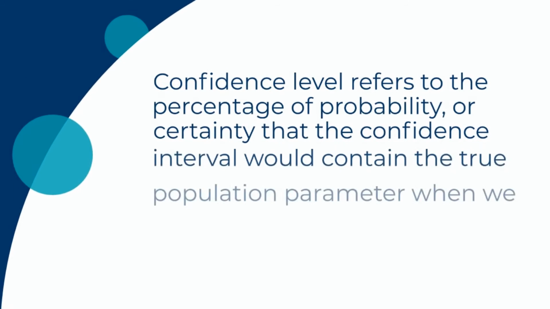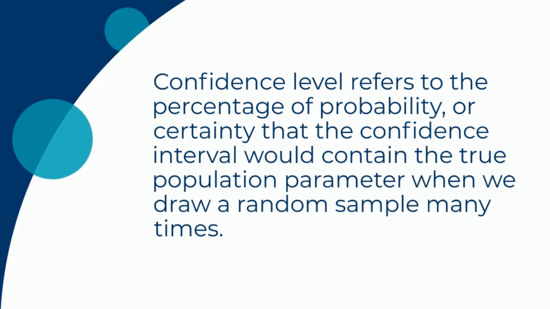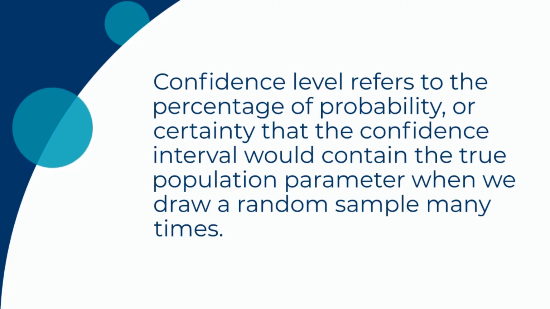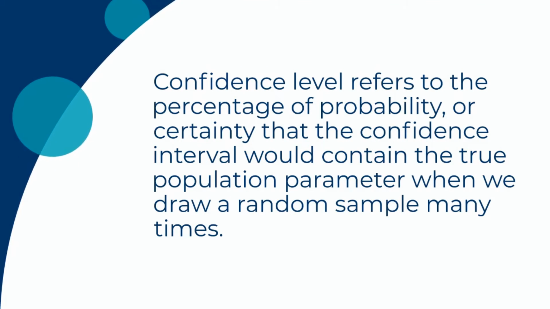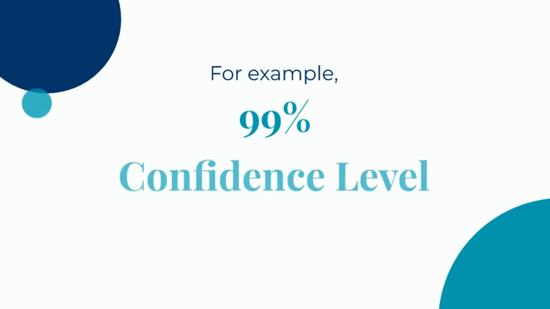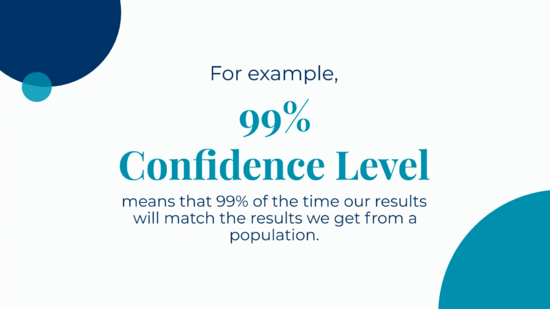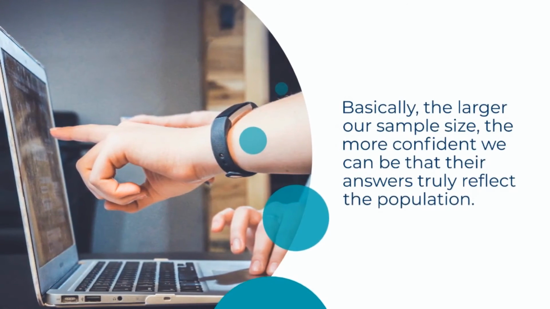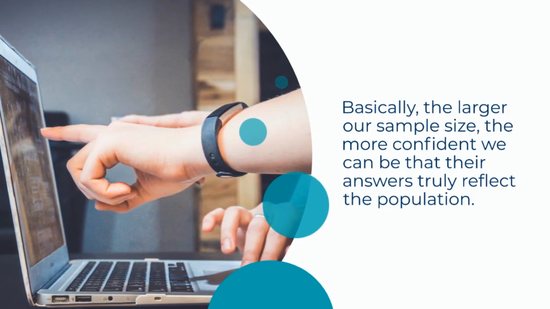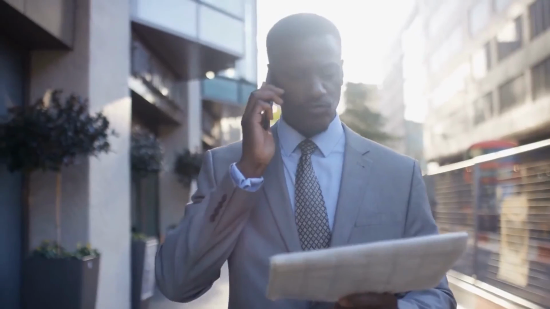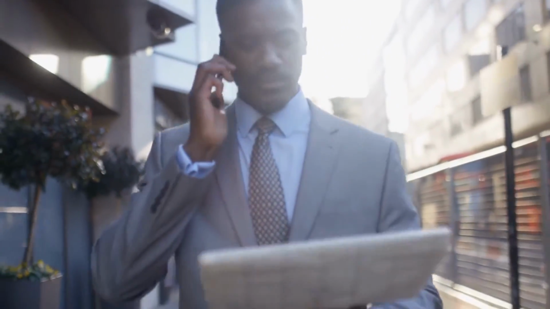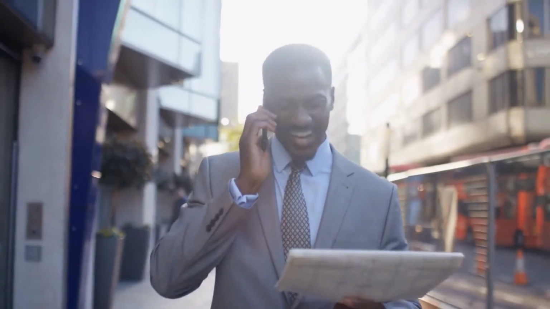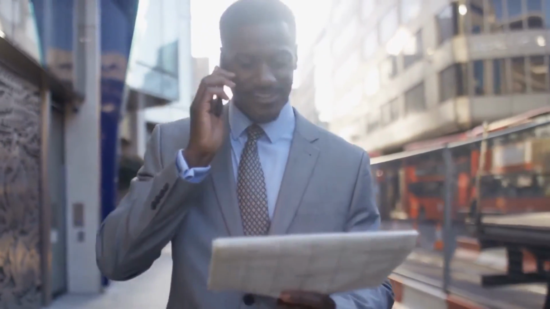Whereas confidence level refers to the percentage of probability or certainty that the confidence interval would contain the true population parameter when we draw a random sample many times. For example, a 99% confidence level means that should we repeat an experiment or survey over and over again, 99% of the time our results will match the results we get from a population. Basically, the larger our sample size, the more confident we can be that their answers truly reflect the population. Key to note, for business, time is money, and all projects have an end date, so we will have to make choices and find a balance between what will give us good data and what is practical.